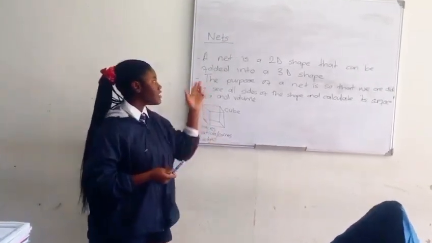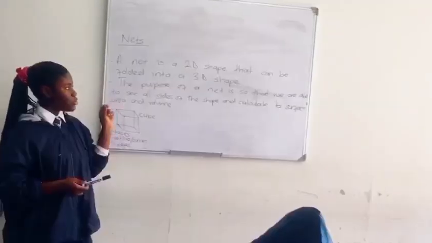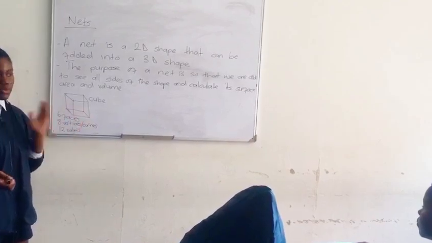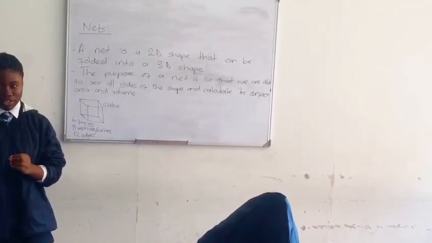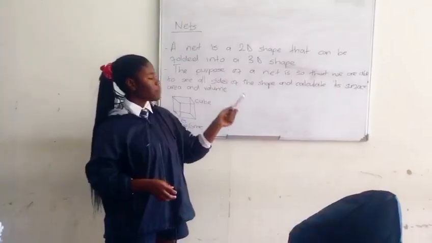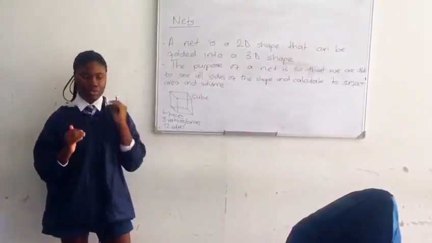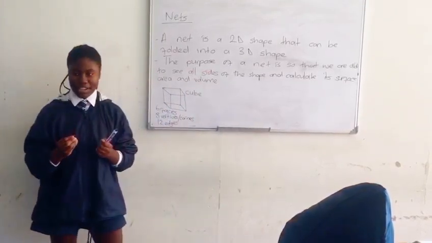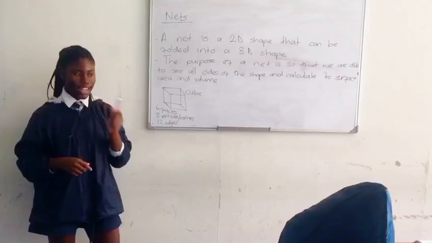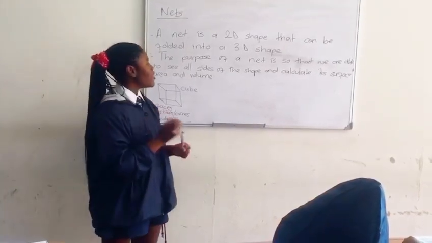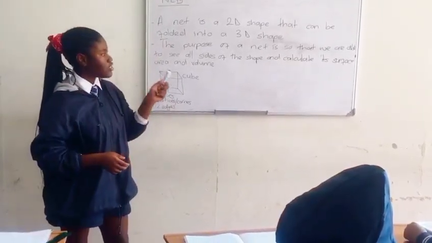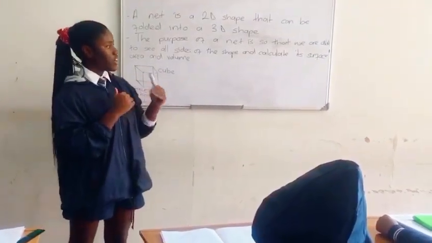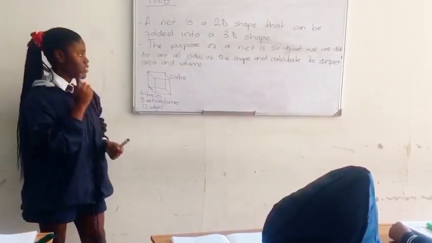As you can see on the definition, a net is a 2D shape that can be folded into a 3D shape. By 2D and 3D, we mean two-dimensional and three-dimensional. A 2D shape has length and width, for example, a rectangle. A 3D shape is a solid shape that has length, width, and height. You understand? The purpose of a net is so that we are able to see all sides of the shape and are able to calculate its surface area and its volume.